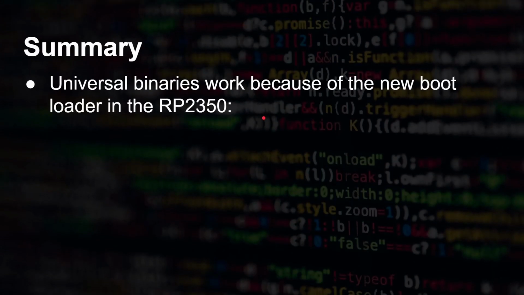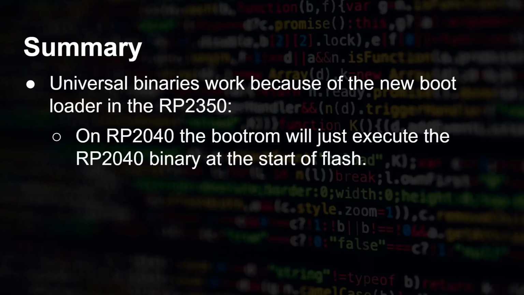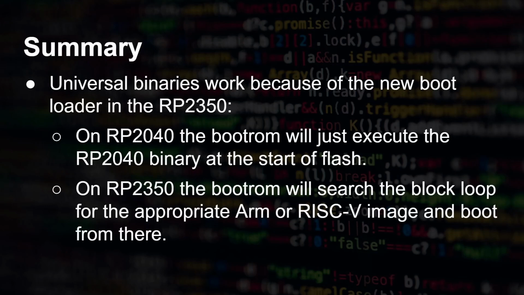So in summary, the universal binaries work because of the new bootloader in the RP2350. On the RP2040, the boot ROM will just execute the first thing at the beginning of flash. So that's how they did it back in the day, and that's what it does now. So that's why you put the RP2040 flash part first, and it just boots up into that address zero, let's say. Now, on the RP2350, the boot ROM is a bit more sophisticated, and it will search through the flash memory until it finds the right image, which has a flag on it, to say, is this the ARM image or the RISC-V image? And that's why we can switch between the two, and that's why it will ignore the 2040 flash image, and then it will go and look for the right one for its architecture. So it's all to do with the bootloader on the new board that allows it to be able to do these clever things.